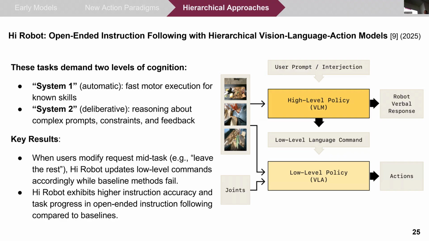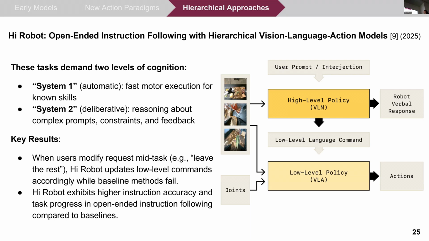For the system two part, the reasoning part, they use a vision language model as a high-level policy, and that takes in image data. It outputs a robot's verbal response, takes in the user prompt, and also generates a low-level language command. This low-level language command goes into what they call their system one, a low-level policy in the form of a vision language action model. And that takes in the robot's joint states and images, and then outputs the actions needed.